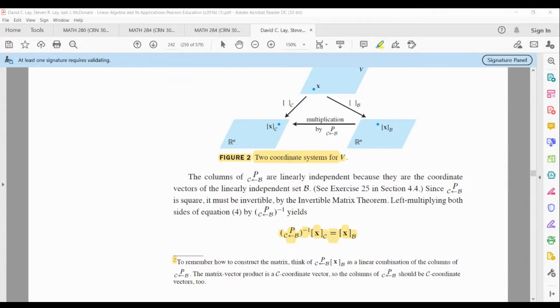And so now, if you wanted to find the change of coordinates matrix from basis C to basis B, all you need to do is take the inverse of the change of coordinates matrix from basis B to basis C. Once again, if you want to find the change of coordinates matrix from basis C to basis B, just take the inverse of the change of coordinates matrix from basis B to C.